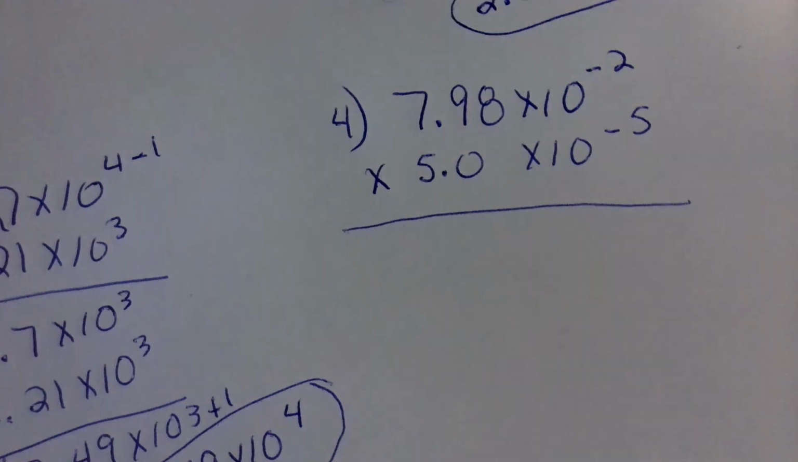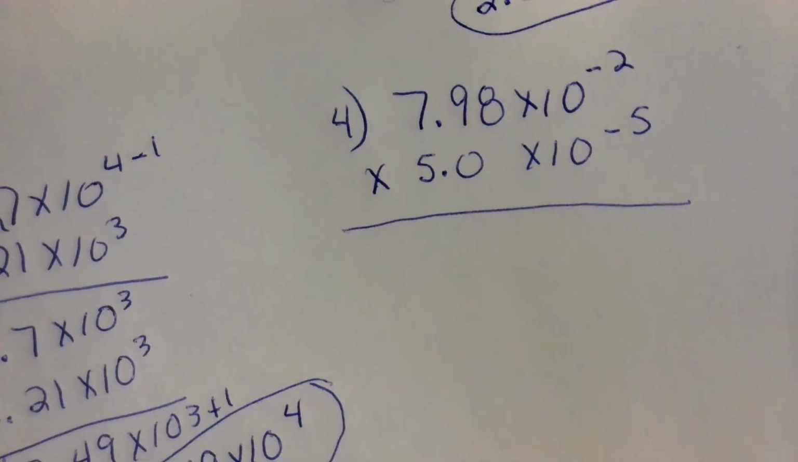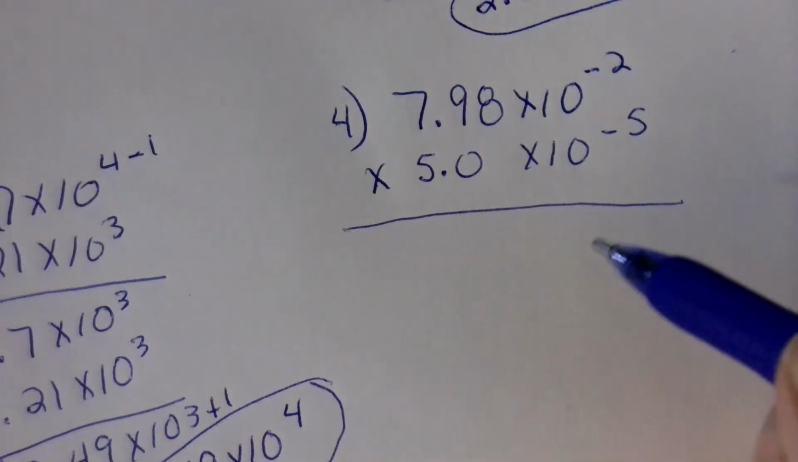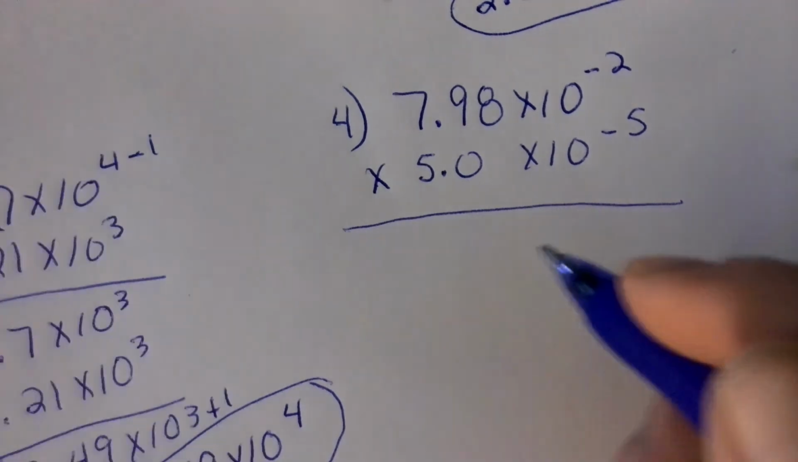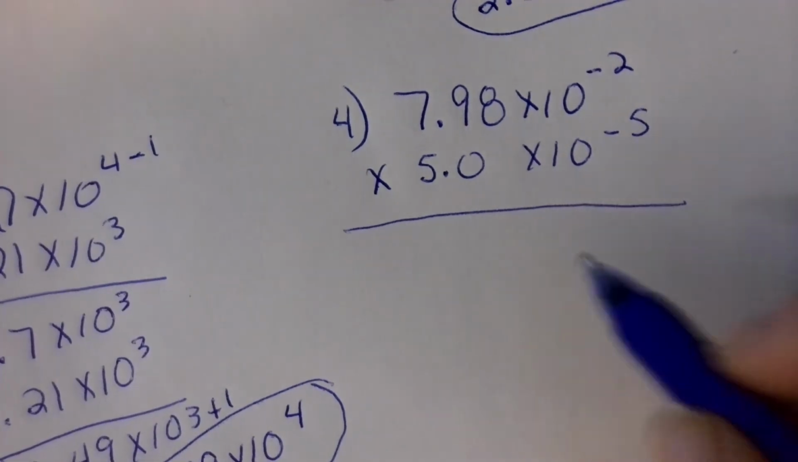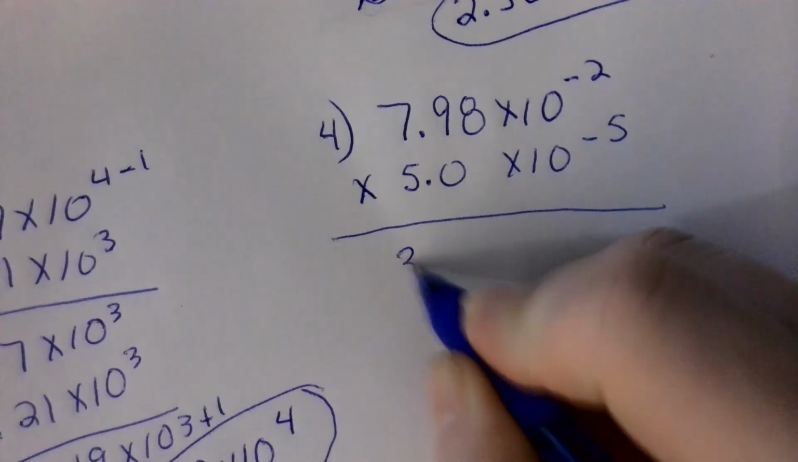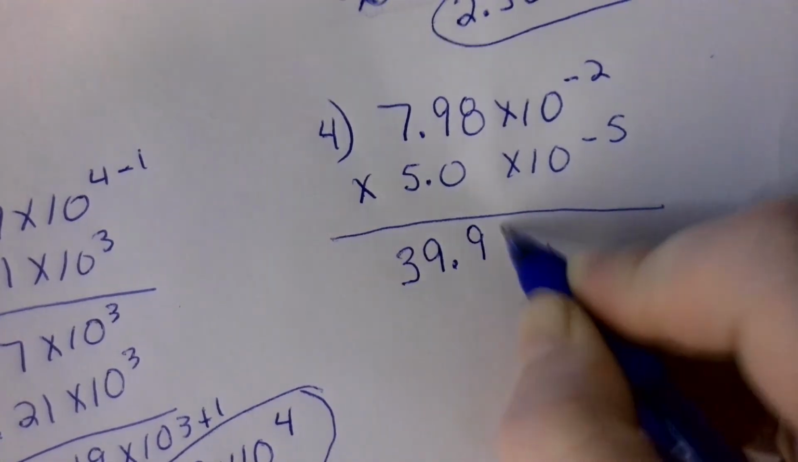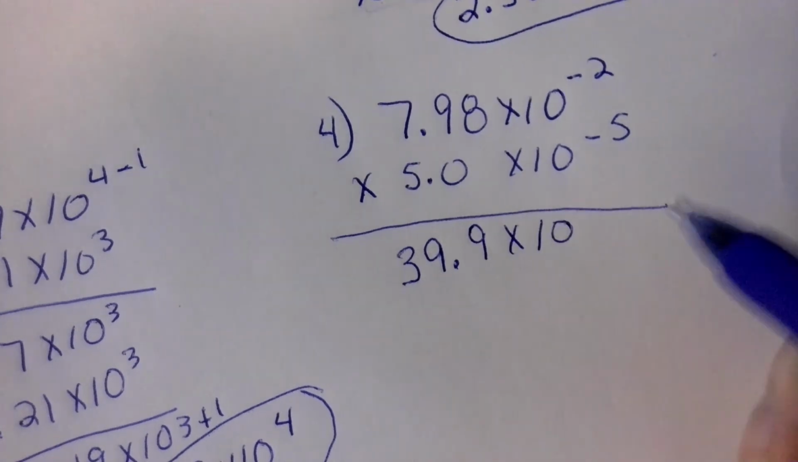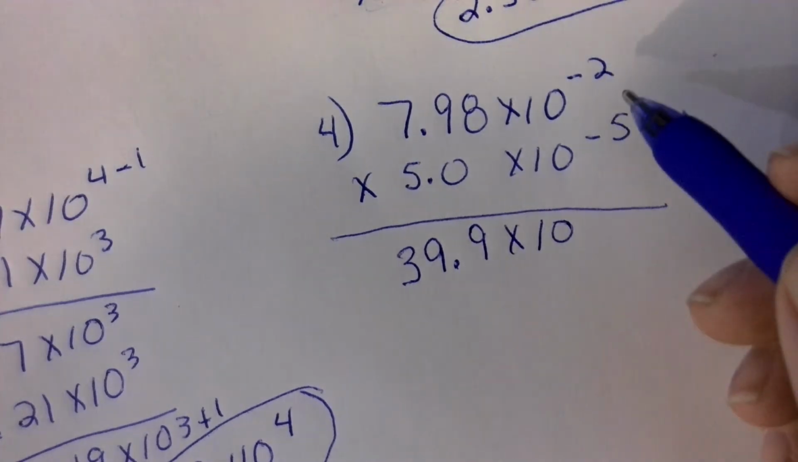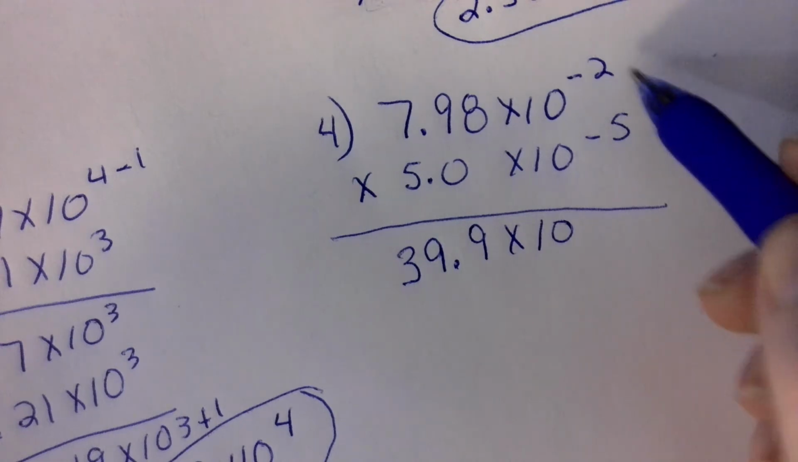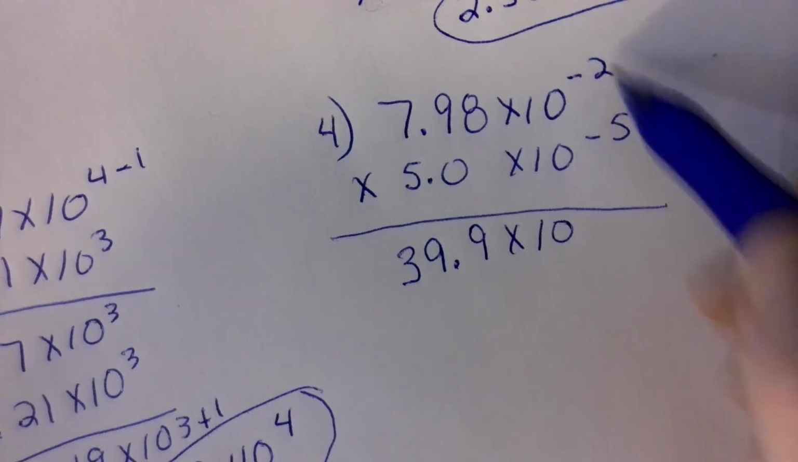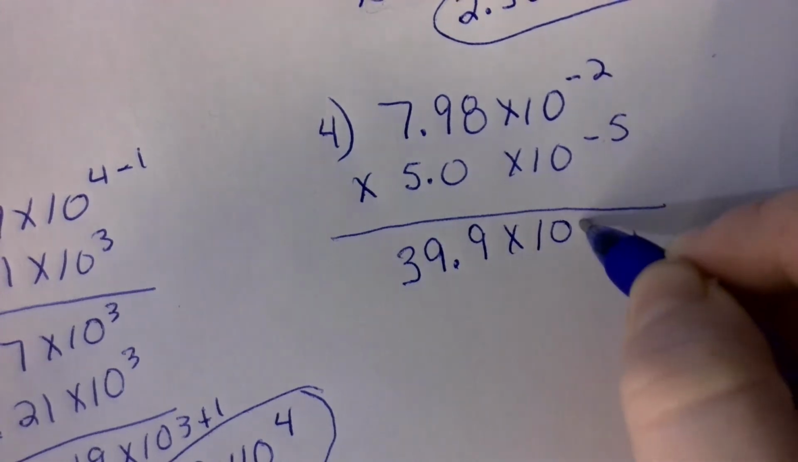Okay, number 4 is a bit different. We're just multiplying. We don't have to move the decimal anywhere. All we do, go ahead and multiply our numbers. We're going to get 39.9 times 10. Okay, when we multiply with exponents, all we do with our exponents is add them. If I take -2 plus -5, I get -7.